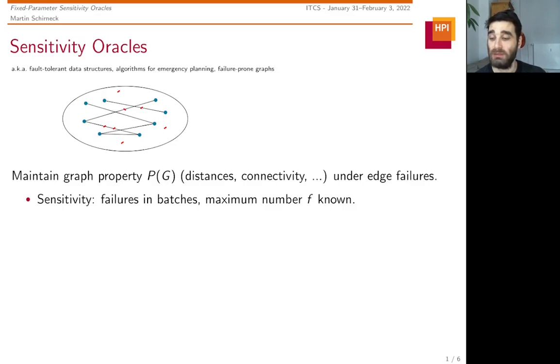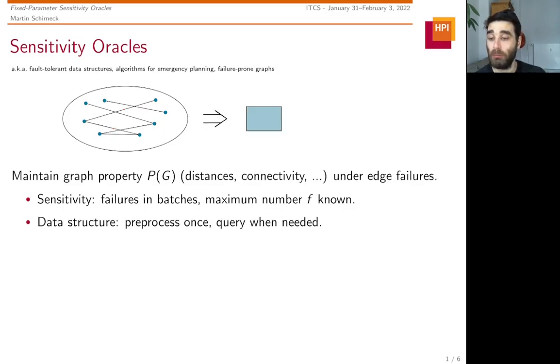And to get a sensitivity oracle, we want to preprocess the graph once into a small data structure that is then queried when needed. A query is a set of at most f edges, and we get as answer the property of that graph where the specified edges fail. And classically, sensitivity oracles are researched for properties that are polynomial time computable. For example, all paired distances, the connectivity of that graph, or certain reachability questions.